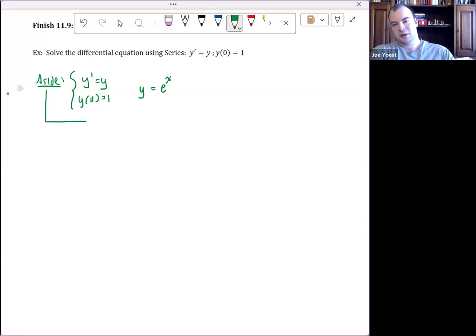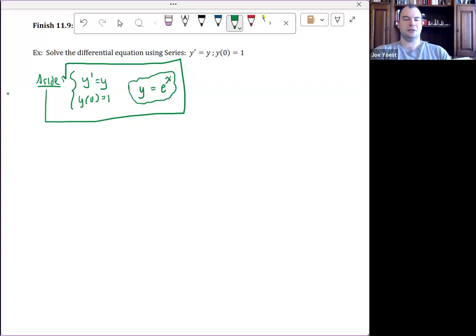So we know that the solution is y equals e to the x, and something that I mentioned is that these solutions, under some reasonable conditions, are also unique. So if I find another solution, maybe in a different form, to this initial value problem, that's just got to be another way of writing e to the x. Okay, so let's try to use series to solve this.